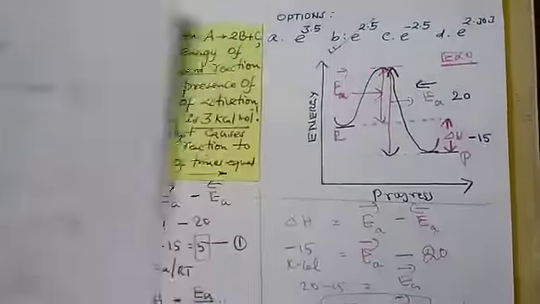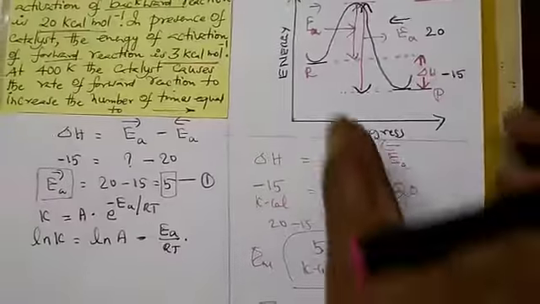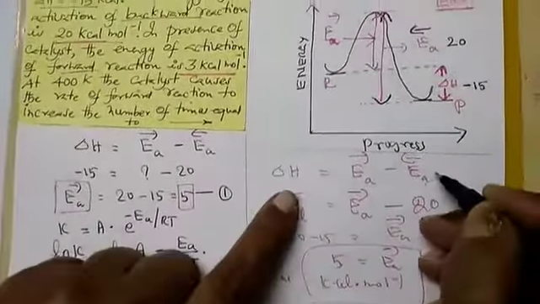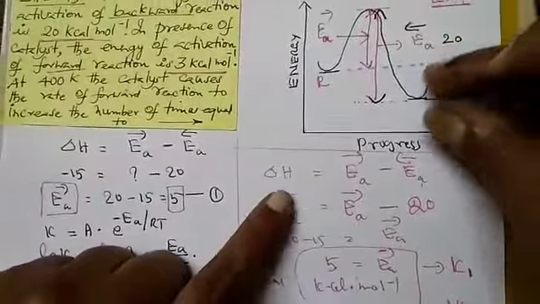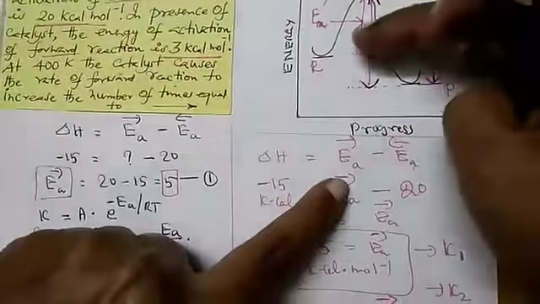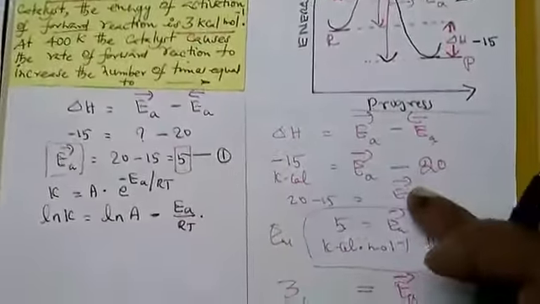So here I am just repeating the points. First, for this diagram, this formula is important: for an exothermic reaction, delta H is equal to the activation energy of forward minus reverse. With that you find out, and then you follow this one and find the answer.